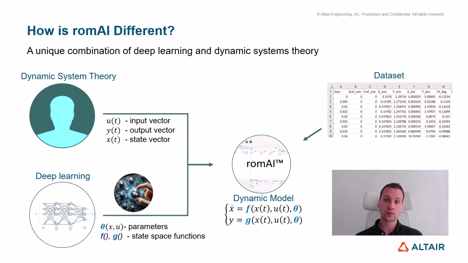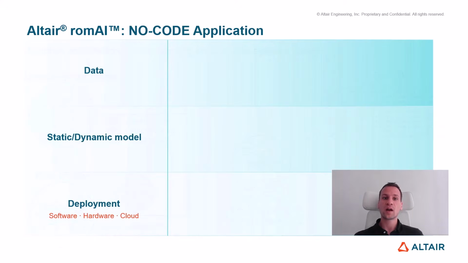Now, the states are basically representing what is the memory in the system. What the software is going to do for you is, based on this information, build a dynamic model, a dynamic reduced order model that you can later use for your application. Now, it's important to note that ROMAI is a no-code application. There is no scripting, no coding required whatsoever.